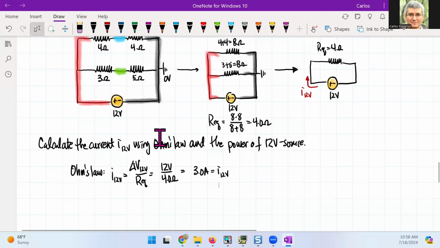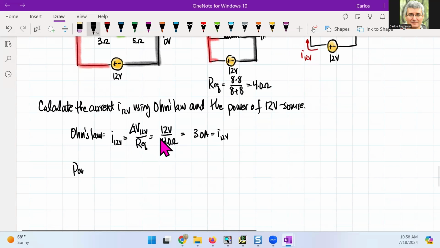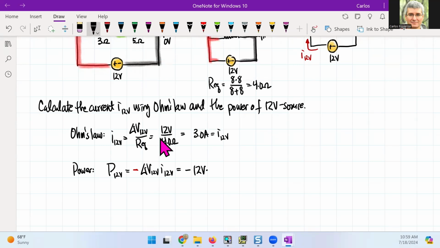But the power of the 12-volt source, because this is an active source, I put in by hand a negative sign. This should be the voltage of the 12-volt source times the current of the 12-volt source. So that means this is minus 12 volts times 3 amps, so I'm going to get minus 36 watts. And that's the power of the 12-volt source. So now I have the power.